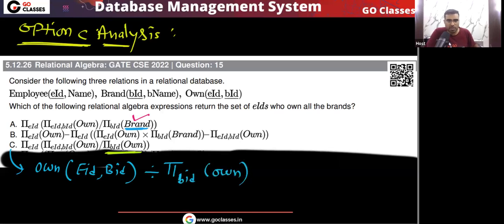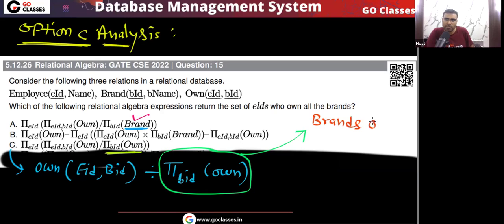Okay, means you are not selecting all the brands. Do you agree with me? You are not choosing all the brands. You are choosing brands, not all brands. These are the brands owned by at least one employee. Do you agree with me? At least one employee.